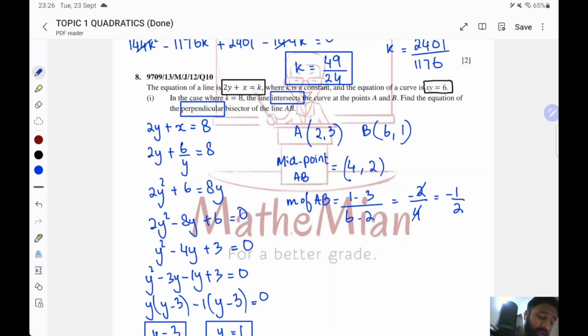So the gradient of the perpendicular will be positive 2. It will be the negative reciprocal of the line AB. Now we have the coordinates, we have the gradient.